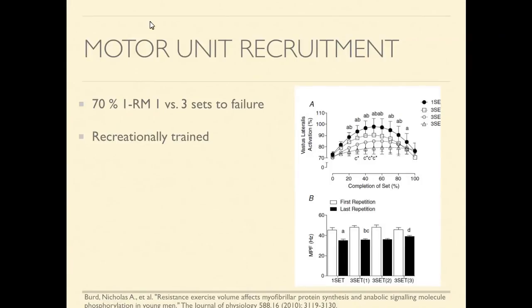However, this depends on your training status. These are recreationally trained people. If you look at 0% up to 60%, motor unit recruitment increases in the vastus lateralis, but by 100% it goes back down. And if you look at the first repetition versus the last repetition, you have higher motor unit recruitment in the first than the last. Why is this the case? We think because untrained people, as they experience pain, voluntarily lower their motor output. But this would be different for trained people.